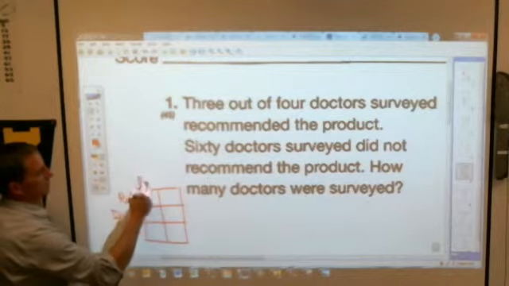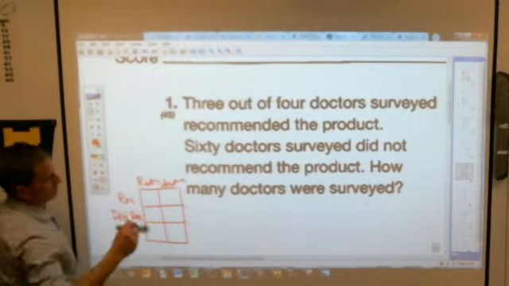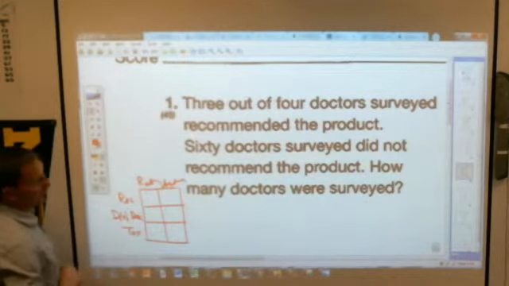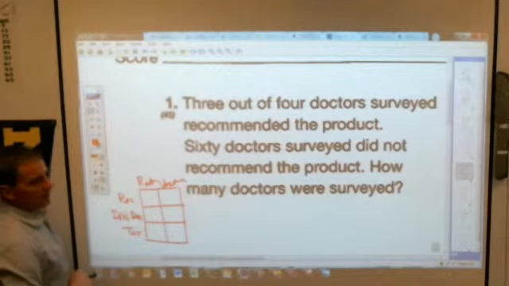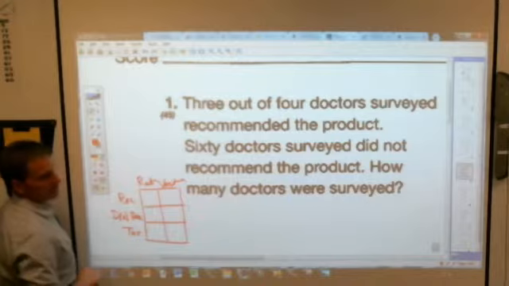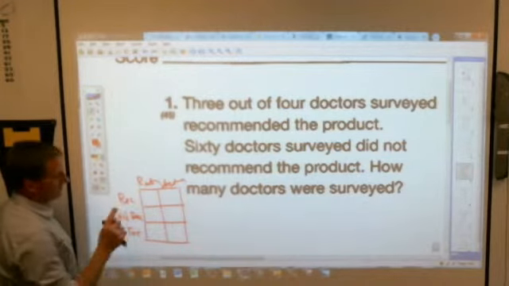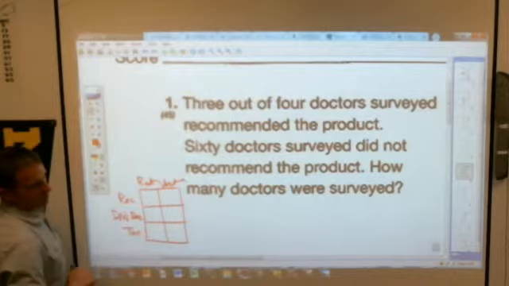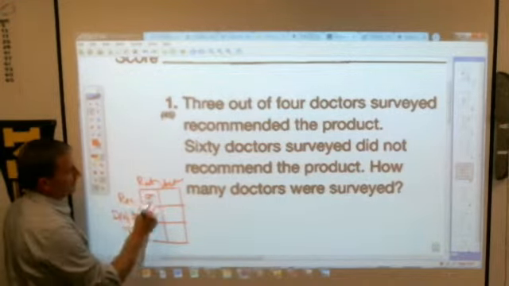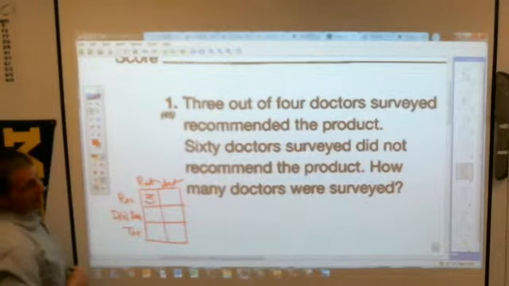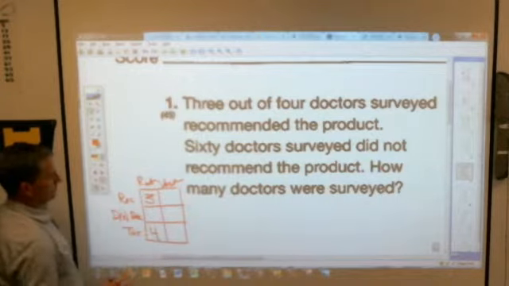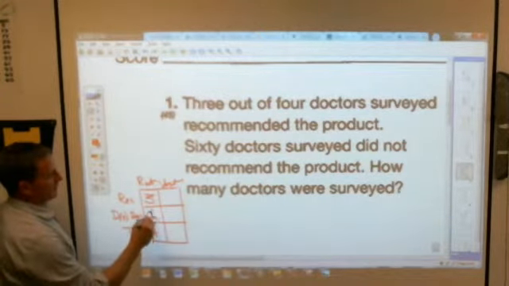What is my ratio and what's my actual numbers? 3 out of 4 doctors recommended the product. So where do those numbers go, Gianna? Where would the 3 and the 4 go, if 3 out of 4? What is 3? Is 3 how many recommended, how many didn't recommend it, or how many total doctors there were? 3 recommended. Is 4 how many didn't recommend it, or how many doctors were surveyed? Doctors surveyed. So you know 1 doctor did not.